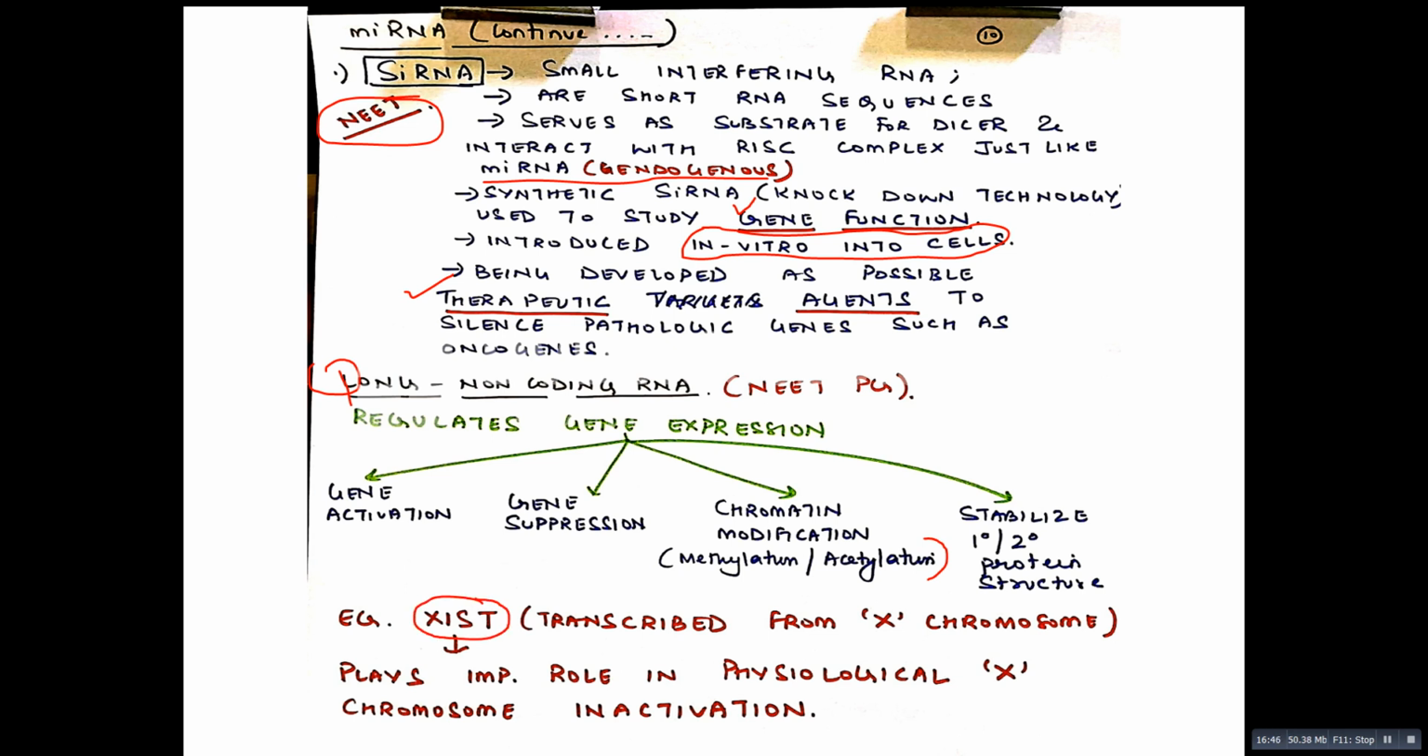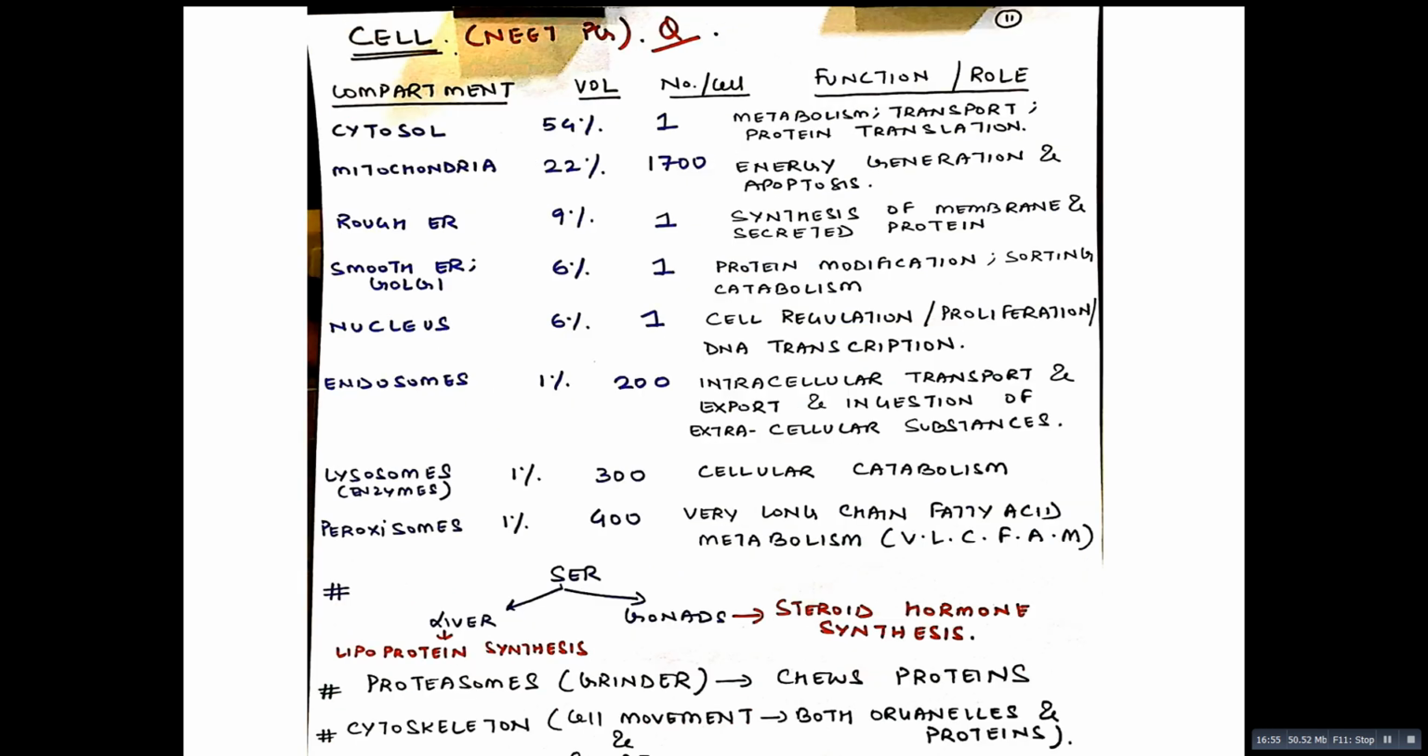Now we see the cells. Very important from the NEET point of view, you see the cytosol occupies 54% of the cell volume, and the main function being metabolism, transport, protein translation.